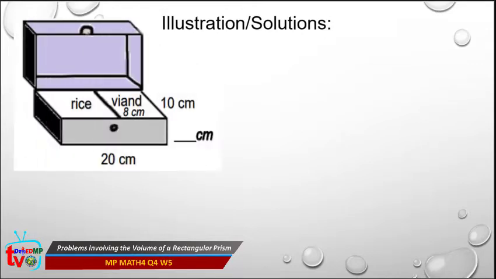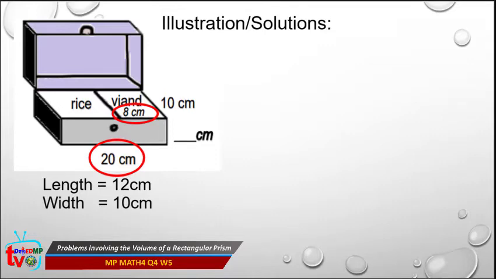The problem asks for the volume of the part for rice. In this illustration, to get the length of the part for rice, we subtract 20 centimeters, which is the total length of the lunchbox, minus 8 centimeters, which is the part for viand. Thus, we get the length of 12 centimeters for the part for rice. Width is equal to 10 centimeters. Height is unknown.